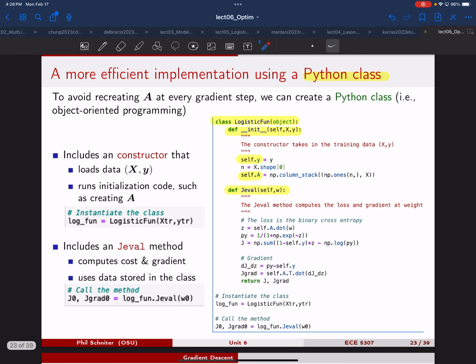All right, so that's what is known as object-oriented programming. Any questions?